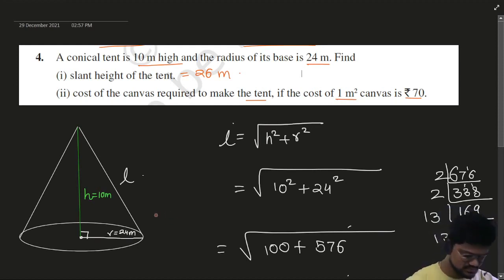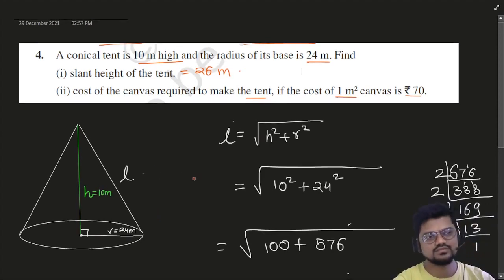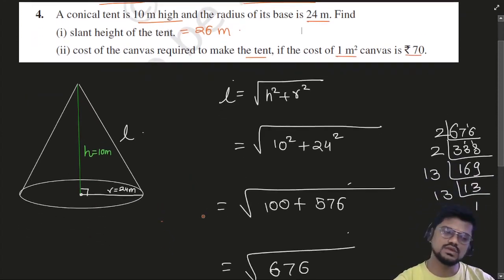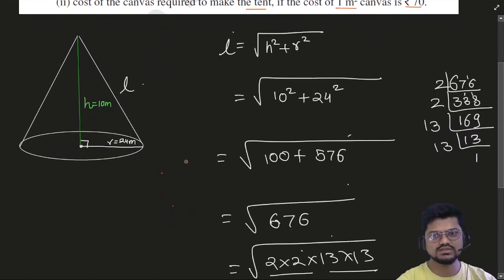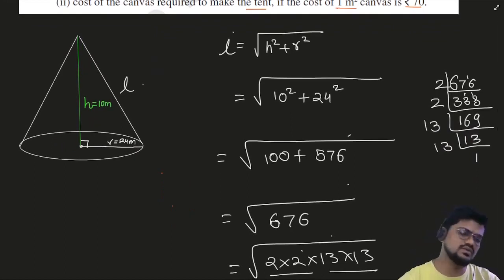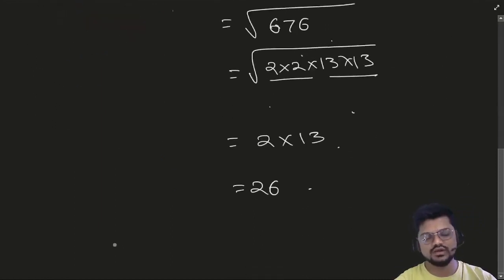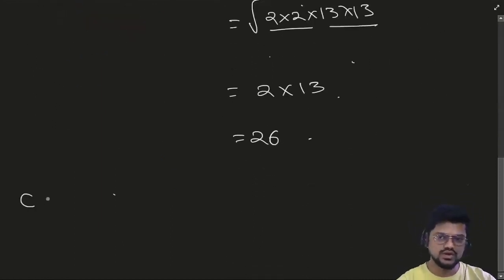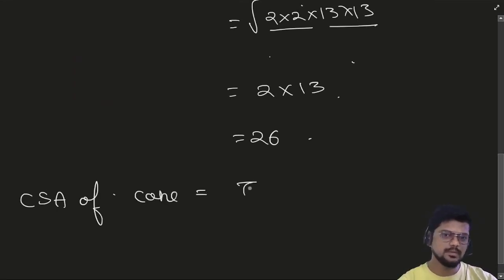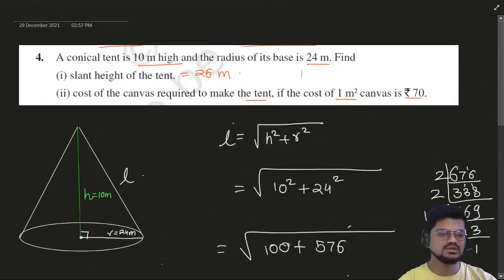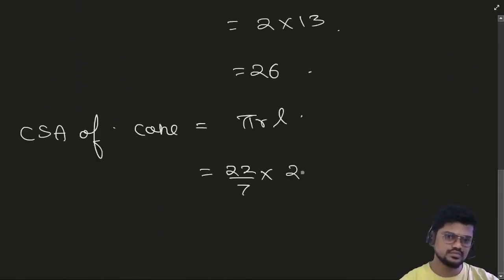Why curved surface area, not total surface area? Because we don't cover the base while making a tent. In the tent, we don't have canvas at the base. At the base, there is the ground, right? So that's why we will find the curved surface area of the cone. Curved surface area of cone is how much? Pi r L, that is 22 by 7 into radius. What is the radius? Radius is 24 and L is 26.